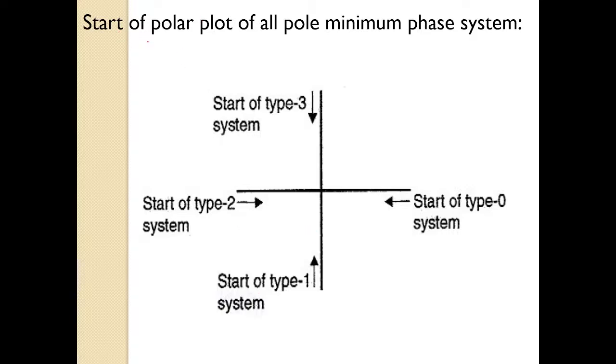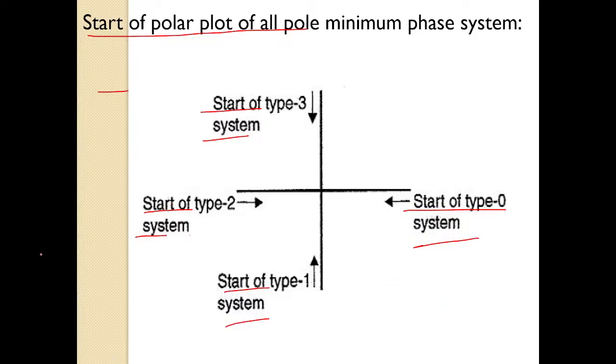Now let us see from where this polar plot has to start, and where it has to end. Let us see the starting points of the polar plots. The start of the polar plots will be from the end of each axis. Typical cases will have their own conditions, but in general they usually start from the end of an axis.